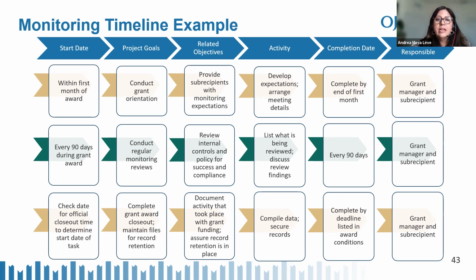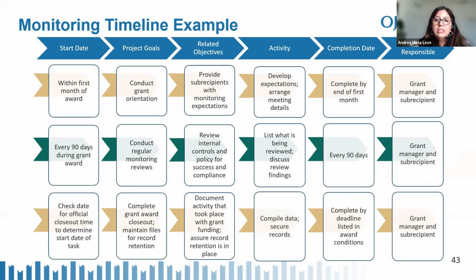So we have our start date. We want to do this within the first month of the grant award. The goal is to conduct grant orientation with the subrecipient. And the objective here is to provide monitoring expectations to the subrecipient. So in your activity box, maybe you need to develop those expectations that you want to share with the subrecipients. Maybe you need to make the actual meeting arrangements. So again, it's your to-do list.